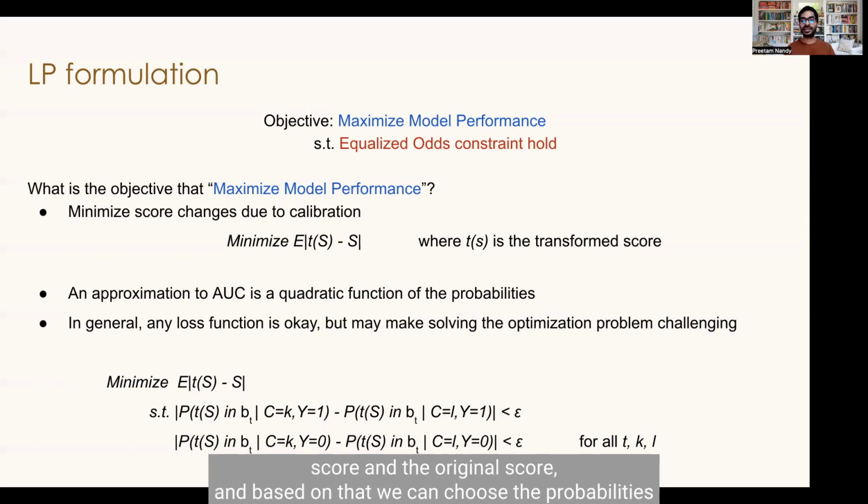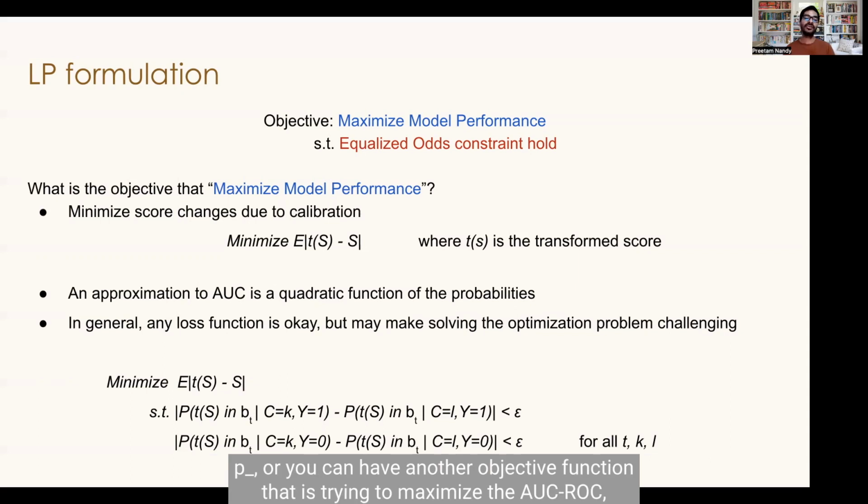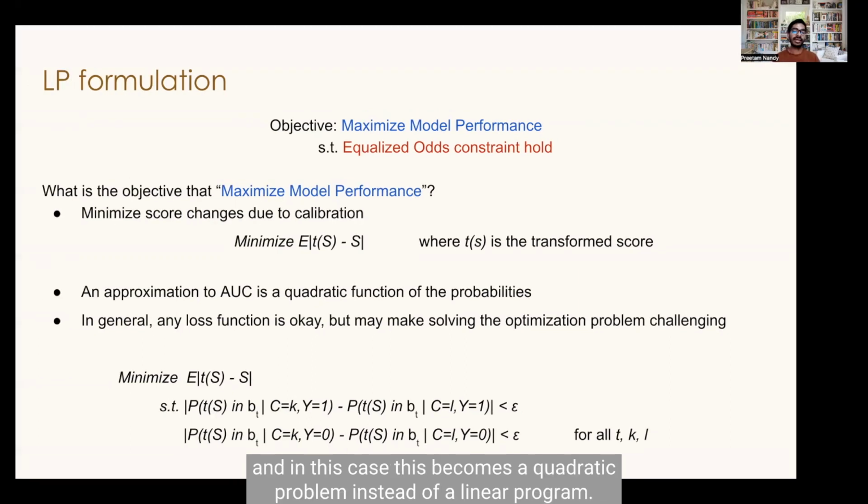Based on that, we can choose the probabilities Pij, or you can have another objective function that tries to maximize the AUC ROC. In this case, this becomes a quadratic problem instead of a linear program.